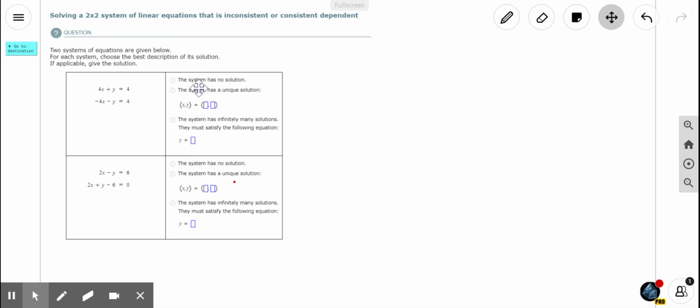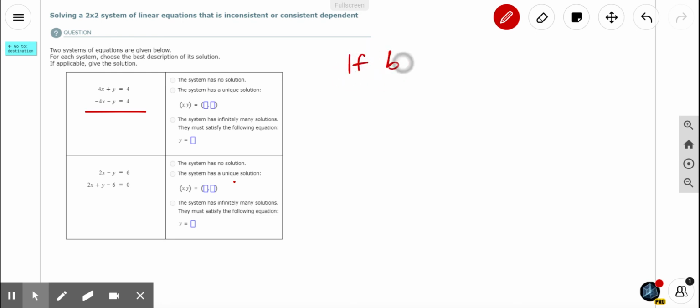Here's the system. It says for each system, choose the best description of its solution, and if applicable, give the solution. So you guys, they've given you a pretty easy situation here. Basically, all you need to see is if both variables disappear. Okay, I'm going to write this down.